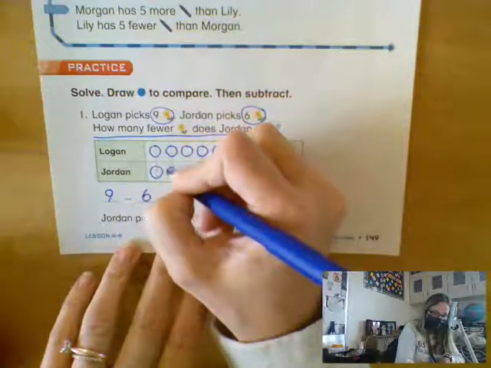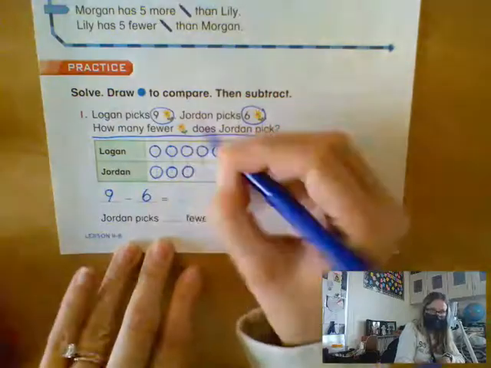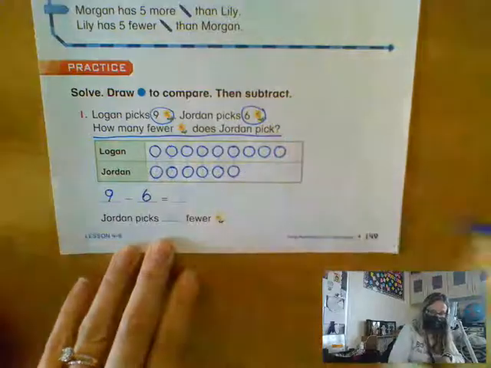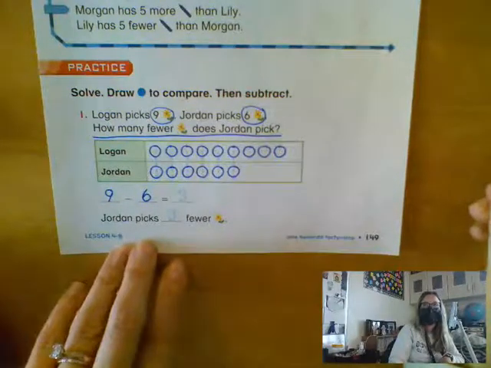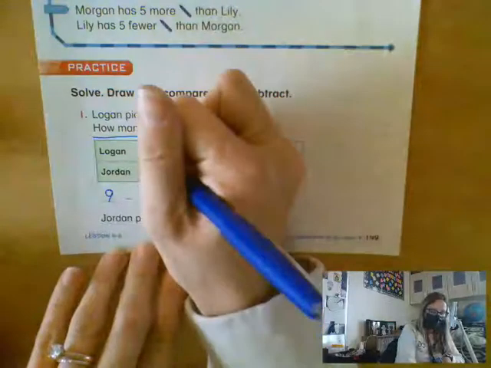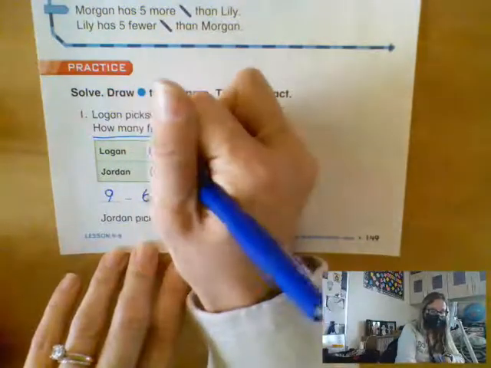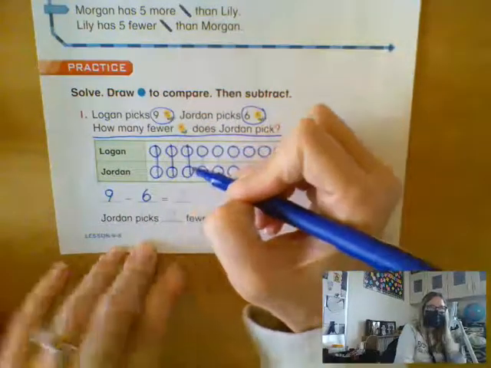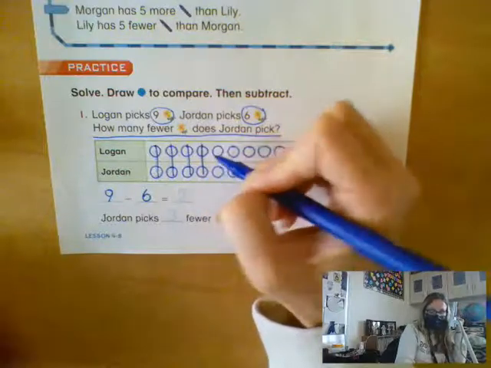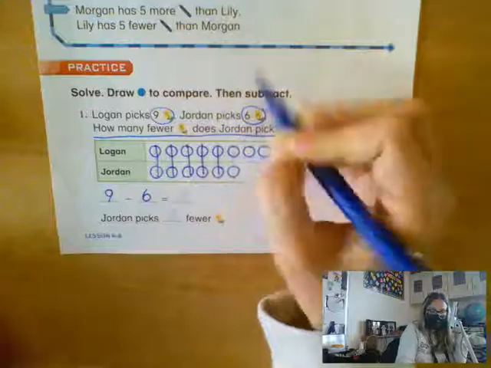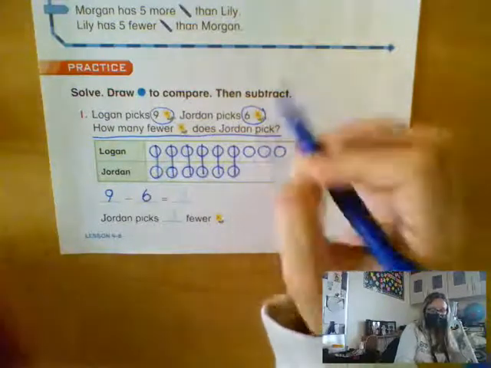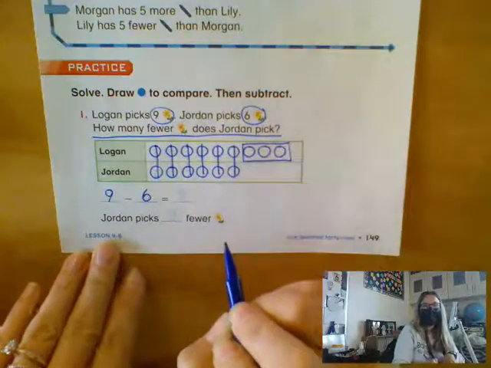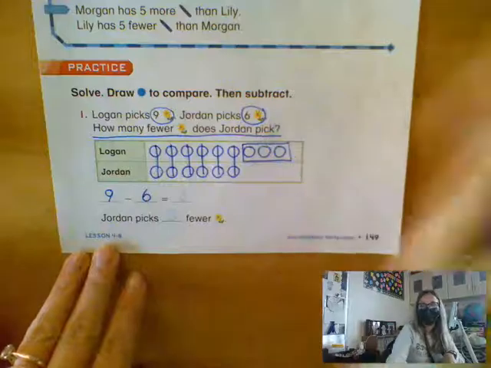1, 2, 3, 4, 5, 6. And now to figure out the difference, we're going to compare by connecting. So they both have 1, ka-chink. They both have 2, ka-chink. They both have 3, ka-chink. They both have 4, ka-chink. They both have 5, ka-chink. They both have 6, ka-chink. Now this number here shows me the difference, or it shows me how many more Logan has.